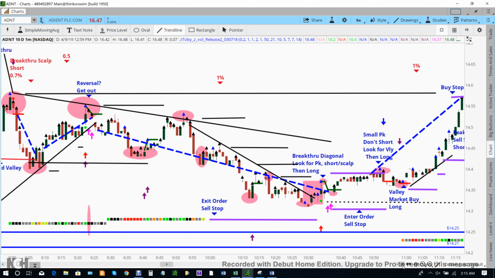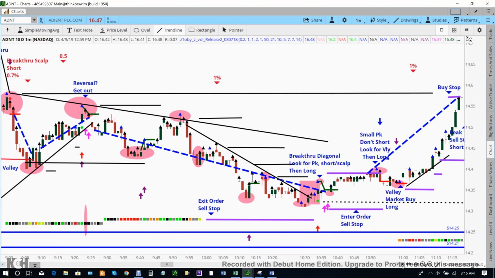All right, so we're gonna keep on going. It hit the buy stop. This is a really good gain from here, 39 to like 59, 20 cents. I said 1%. It's more like 1.5%.